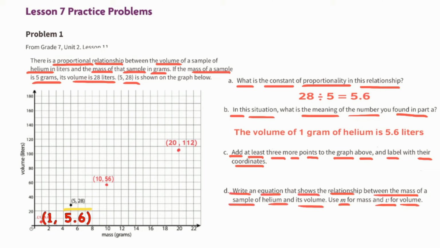D. Write an equation that shows the relationship between the mass of a sample of helium and its volume. Use m for mass and v for volume. V equals 5 6/10 m. This means that the amount of volume is going to be equal to 5.6 times the mass.